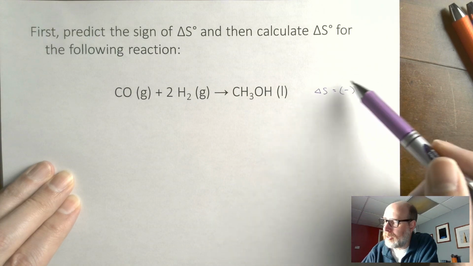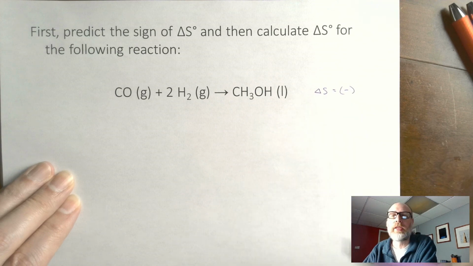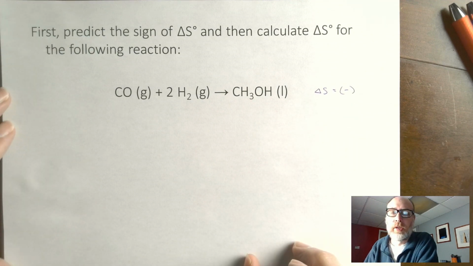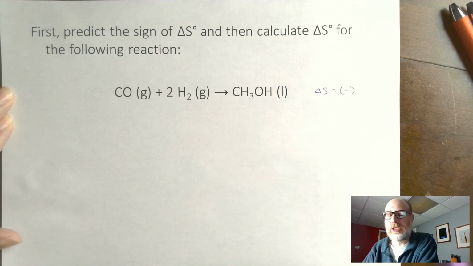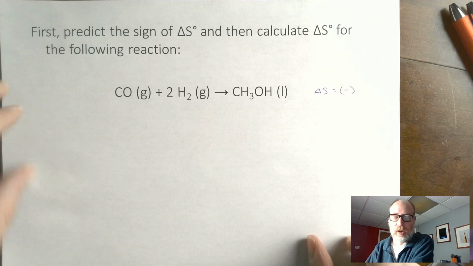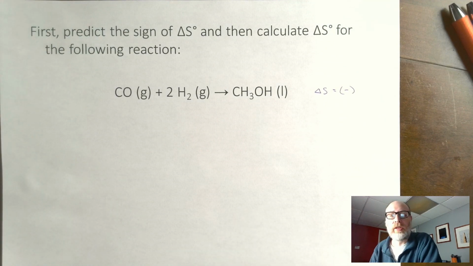Things don't want to have a decrease in entropy. They want to have an increase in entropy. So they want to have a positive delta S. So we can predict now, when we get to the end, we have something to sort of hang our hat on.